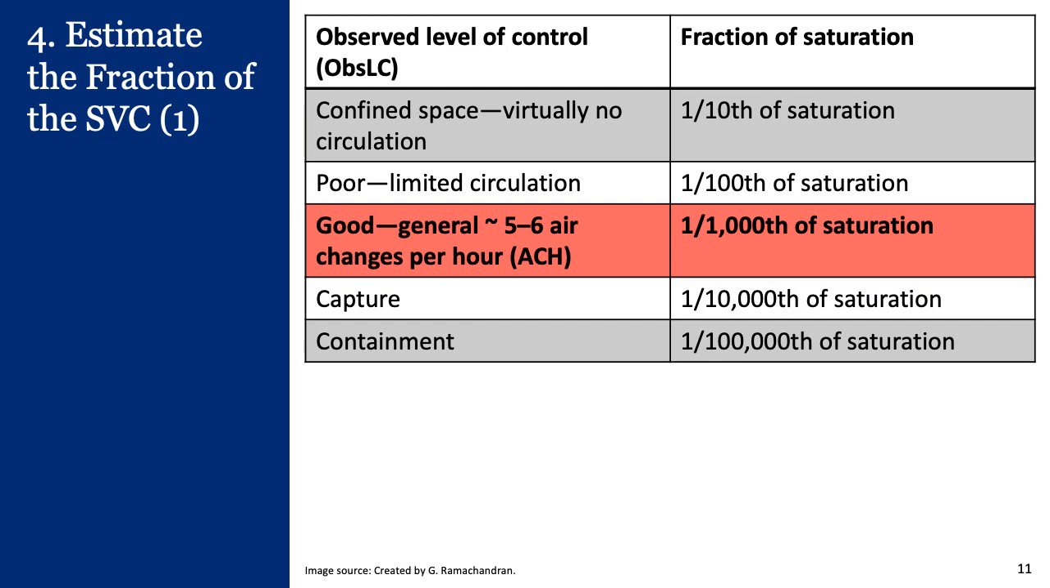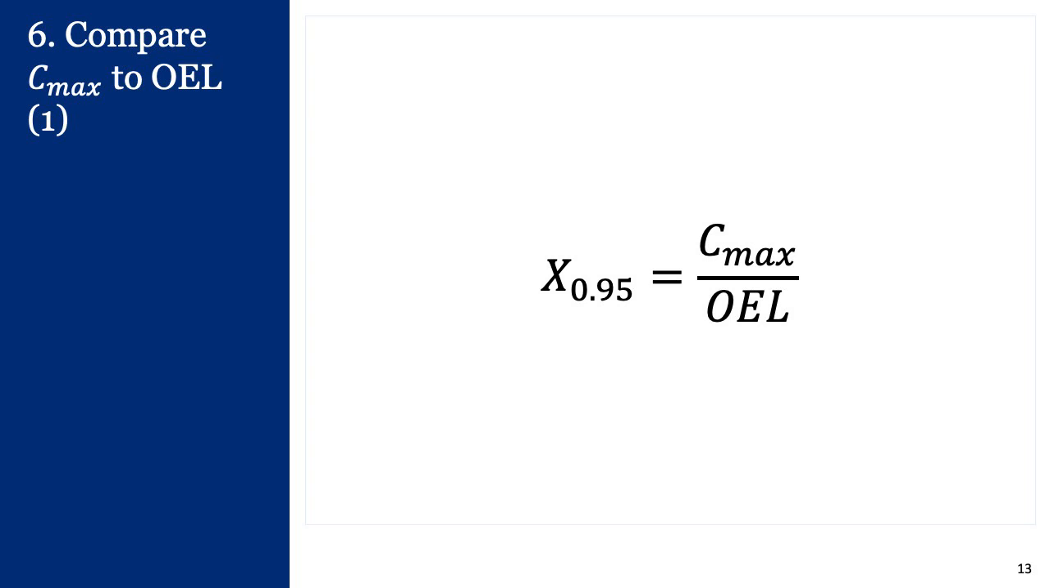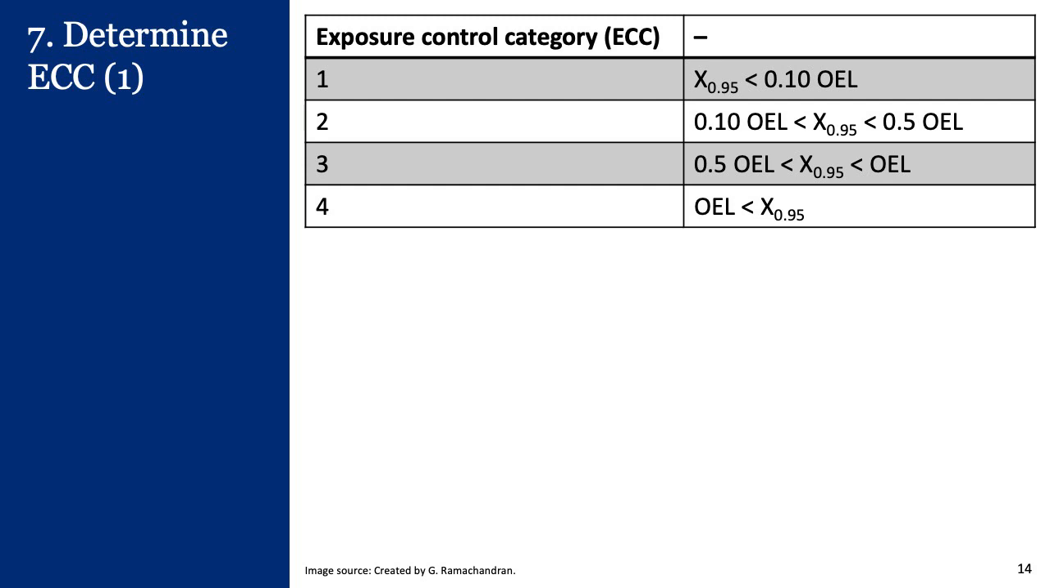And that means, going back to the rule of 10 table, the expected concentration is going to be 1/1000th of saturation concentration. And therefore, we can calculate the maximum expected concentration as the saturated vapor concentration divided by 1,000. And we can use this to estimate where the 95th percentile lies relative to the occupational exposure limit. So we can find the ratio of the maximum expected concentration to the occupational exposure limit, and find out if this X95 that we calculated is in one of these categories. Category 1, less than 10% of the OEL, 10 to 50% of the OEL, 50 to 100% of the OEL, or greater than the OEL. And that will determine our exposure control category.